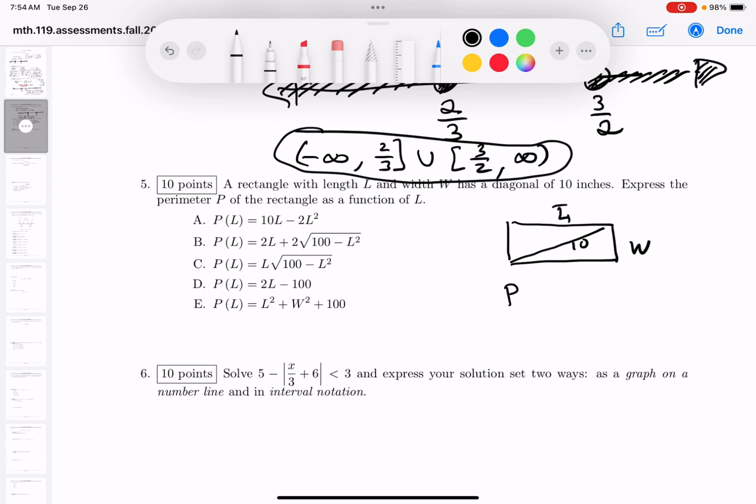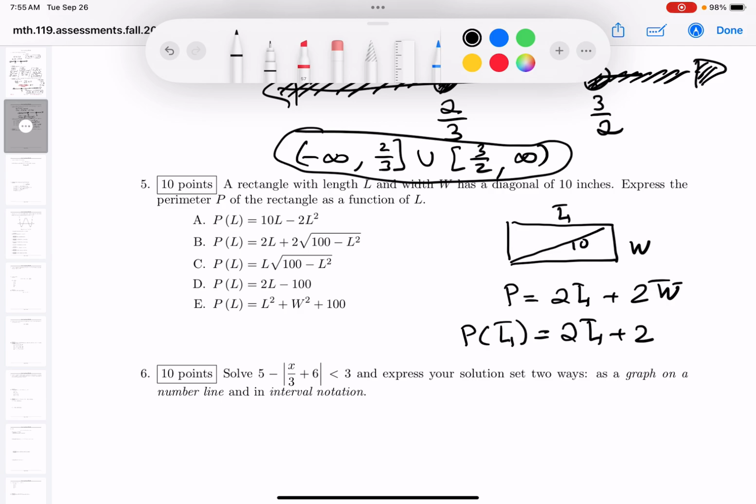Well, I know what perimeter is. Perimeter is twice L plus twice W. All right? So this is around the object. But they want me to express it as a function of L. So P must be written down as a function of L. Well, I already have part of it done, 2L. But now I could get W in terms of L. And what's that going to be?